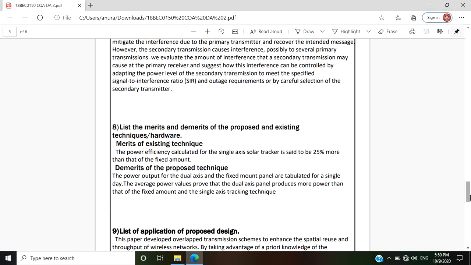List the merits and demerits of the proposed and existing techniques in hardware. Merits of the existing technique: the power efficiency calculated for the single axis solar tracker is said to be 25% more than that of the fixed panel. Demerits of the proposed technique: the power output for the dual axis and the fixed panel are tabulated for a single day. The average power values prove that the dual axis panel produces more than that of the fixed panel and the single axis tracking technique.